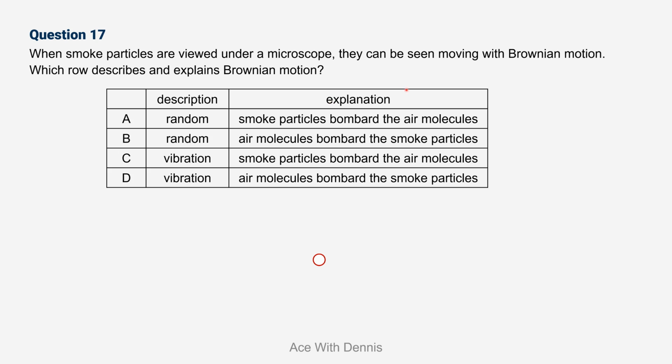Now secondly, to explain whether the smoke particles bombard the air molecules or the air molecules bombard the smoke particles, let's see this animation again. This is the air molecule which we can see through the microscope. When the smoke particle moves in this direction, the air molecules collide with it, and they change direction and collide with other air molecules. After that, it will change direction again. Therefore, it is the air molecules that bombard the smoke particles and make them change direction, not the smoke particles bombarding the air molecules. Therefore, the answer is B.